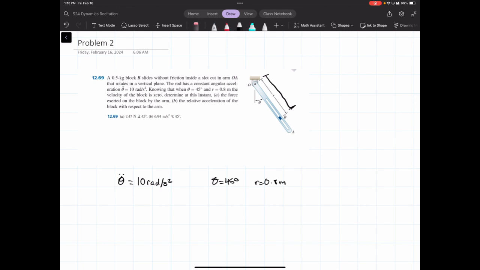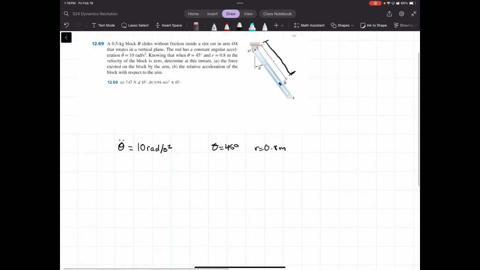that the velocity of the block is 0. So at that specific instant, we need to determine the force exerted on the block by the arm, and then the relative acceleration of the block with respect to the arm. Okay, so let's write down some of the things that we can infer from what the problem says.